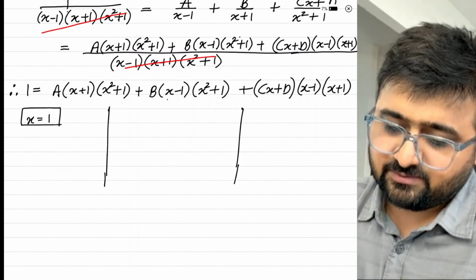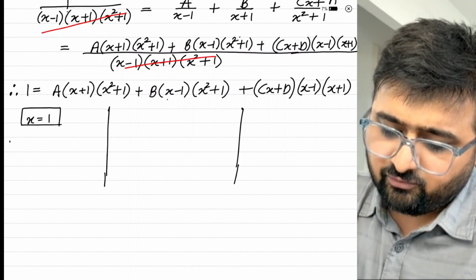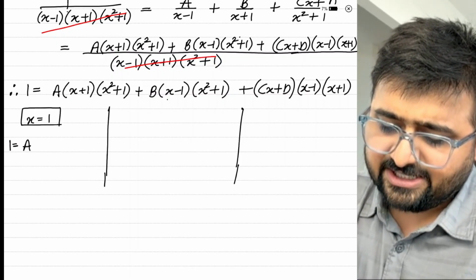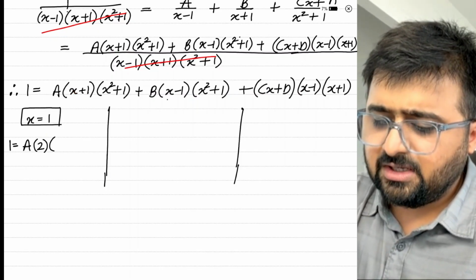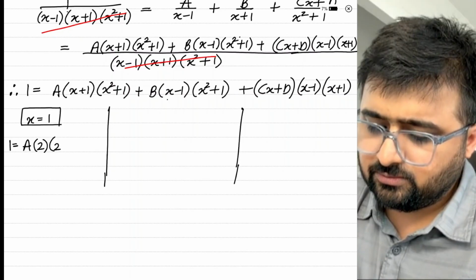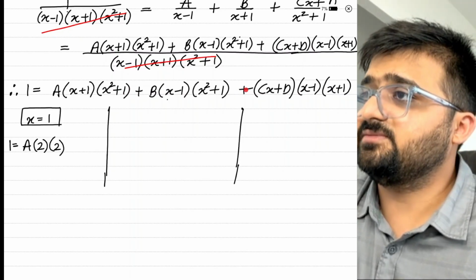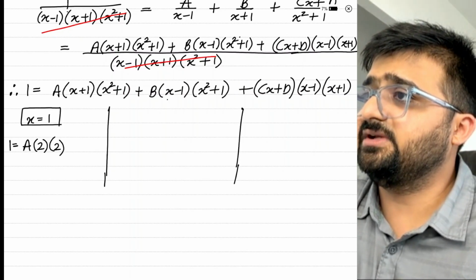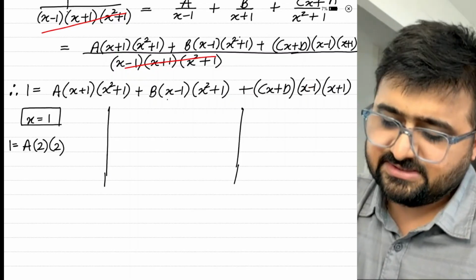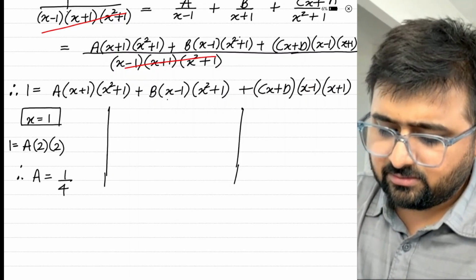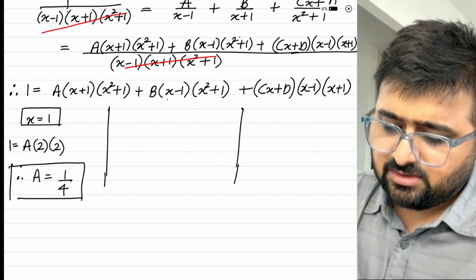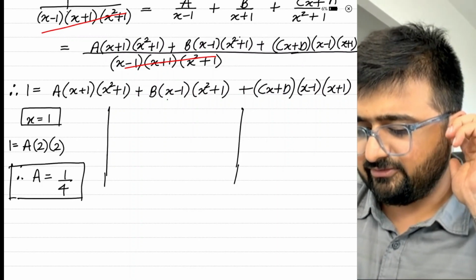So if you put x is equal to 1, you have 1 on the left hand side is equal to a times 1 plus 1 is 2. Again, 1 square plus 1 is also 2. And these terms will become 0 because 1 minus 1, and even here 1 minus 1 is 0. So therefore you have the value of a as 1 by 4. Okay, now let's choose some other value of x.